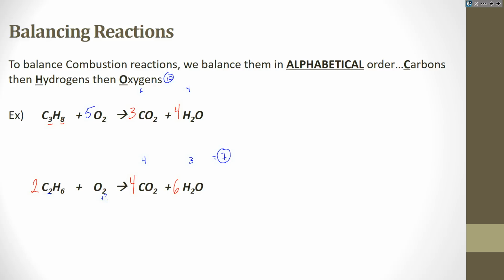So now what I've done in essence is now I have 8 here and 6 here, so this becomes 14. Well, 2 times 7 is 14. So there's our final balanced reaction. It should look something like that.